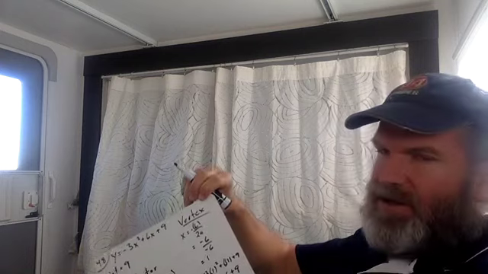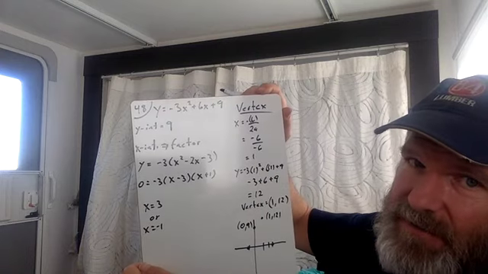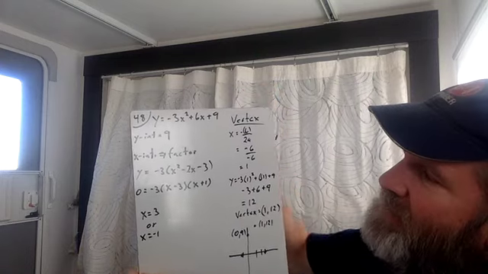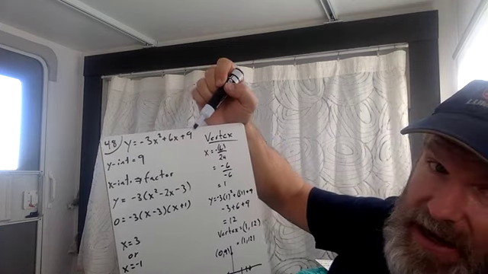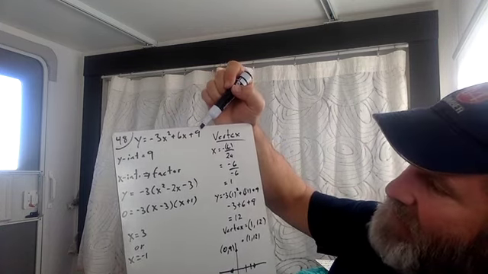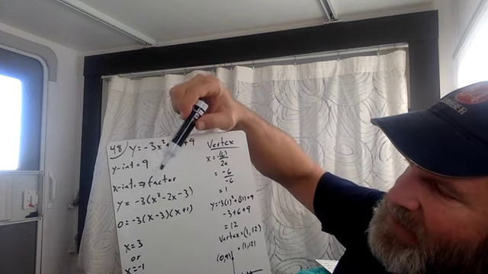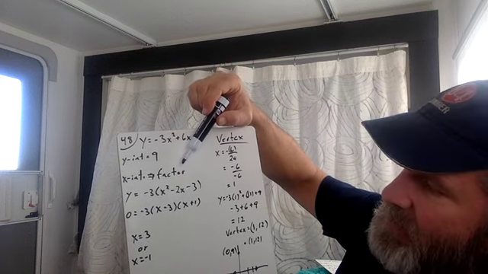All right, number 48 was negative 3x squared plus 6x plus 9. Again, the y-intercept is the easy one. That's 9, the number by itself, the c value. The x-intercept, to find the x-intercept, I'm actually going to factor on this one.